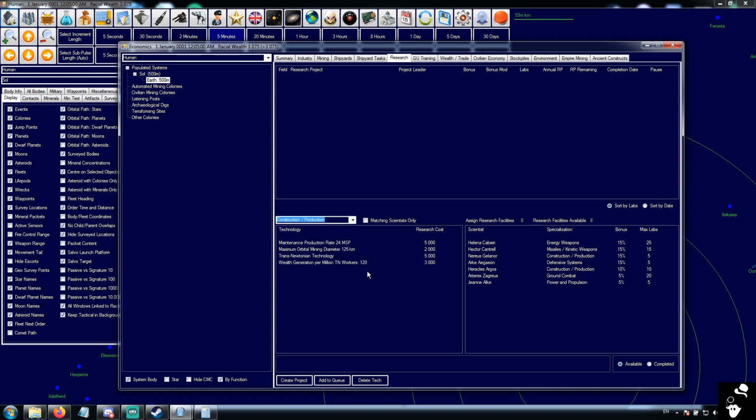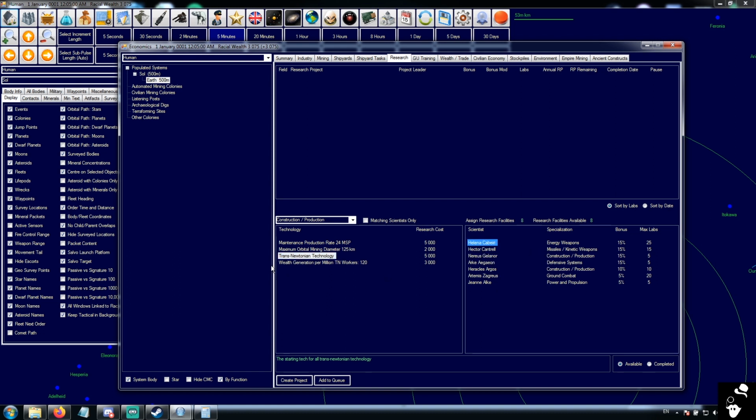So that's information there. The specialization is where it gets very, very important. So, why do we want to use Nereus instead of Helena? Because if the specialization matches the category of the technology that we are researching, the bonus is multiplied by 4.